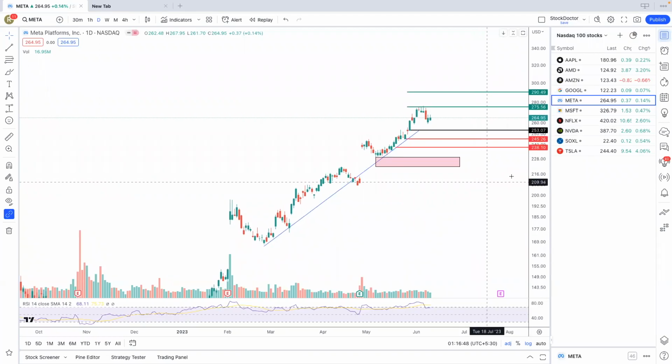For Meta, you can see the support is around 250 levels, and Meta is also showing a very nice upside. The next target is coming around 275, and the second target is 290. Below 250, I think there can be a downside to 245 and 238. Now we will talk about the next stock, Microsoft.